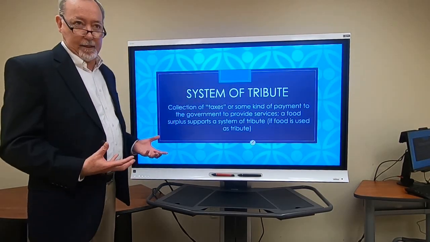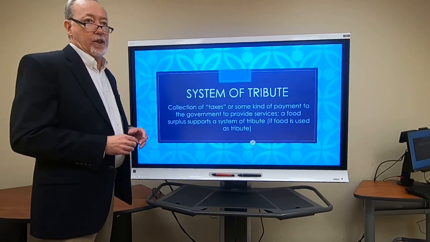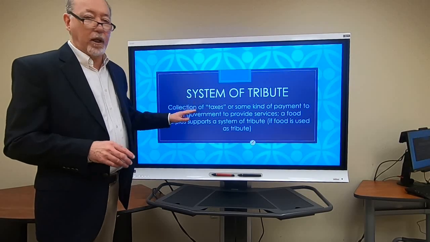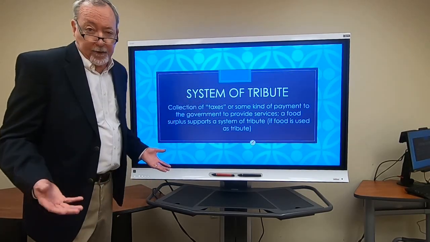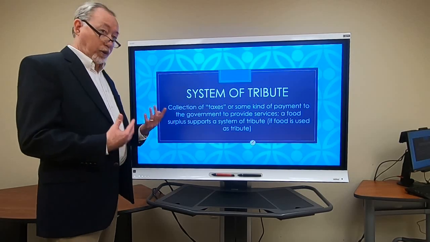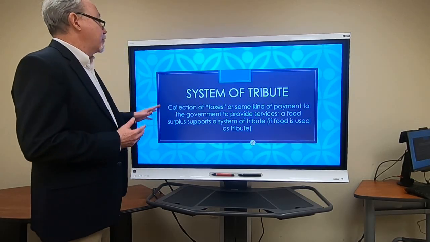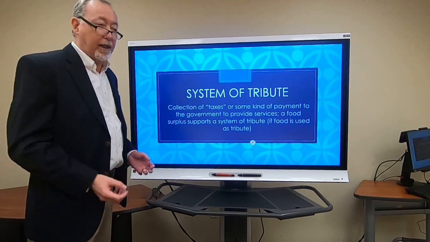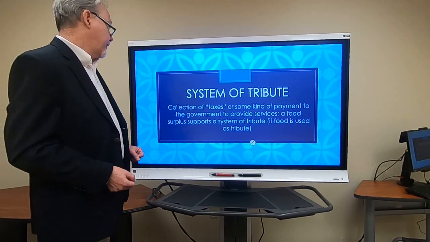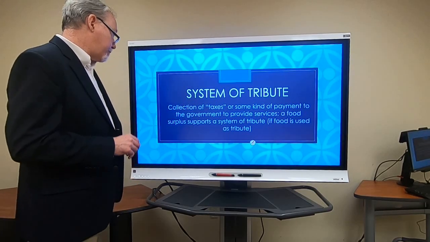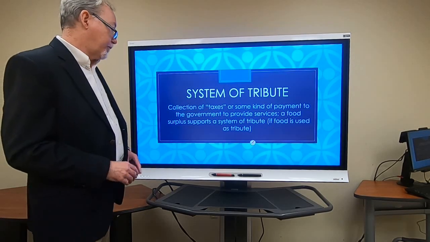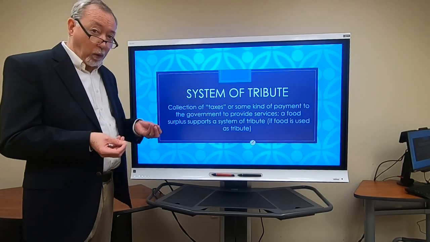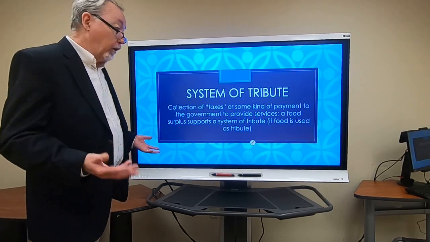If you have an economy that's going, chances are in your civilization, your centralized government is also going to develop some system of tribute. Y'all, that's just a fancy way of saying taxes. Every civilization that you're going to study in fifth grade and in sixth grade is going to have some form of taxes to pay to keep the civilization going. That's a part of what the centralized government does. The collection of taxes or some kind of payment to the government to provide services. If we're not talking about a civilization that deals with money, like dollars and coins, what do they use? Well, they're going to find something.